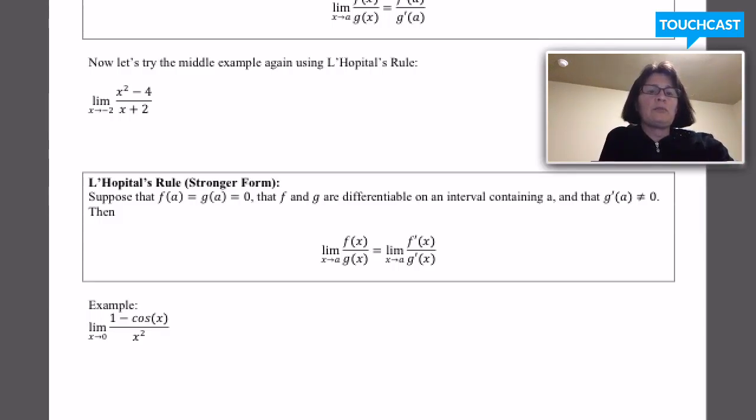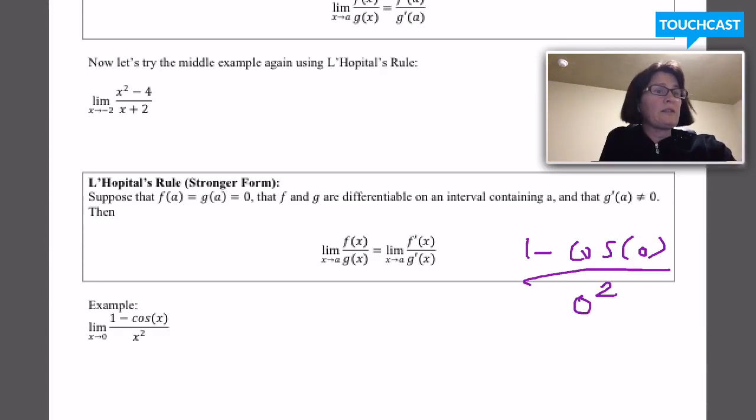So here's an example from your textbook. If I want the limit as x approaches 0 of 1 minus cosine x over x squared, notice that if I plug in 0, I'm going to get 1 minus cosine 0 over 0 squared. Cosine of 0 is 1, so this is going to be 1 minus 1 is 0 over 0, and that's a problem. But L'Hopital's rule applies.